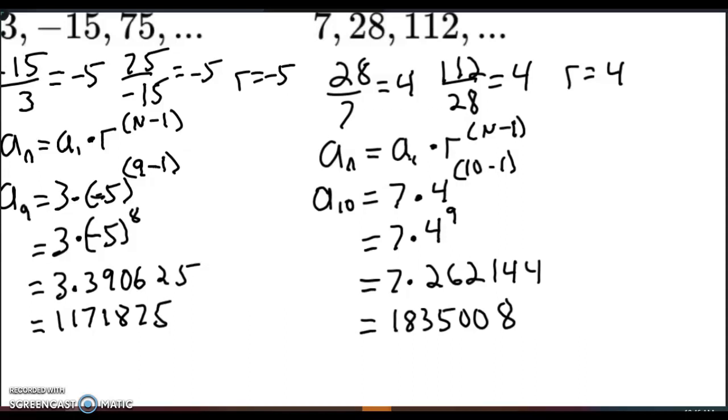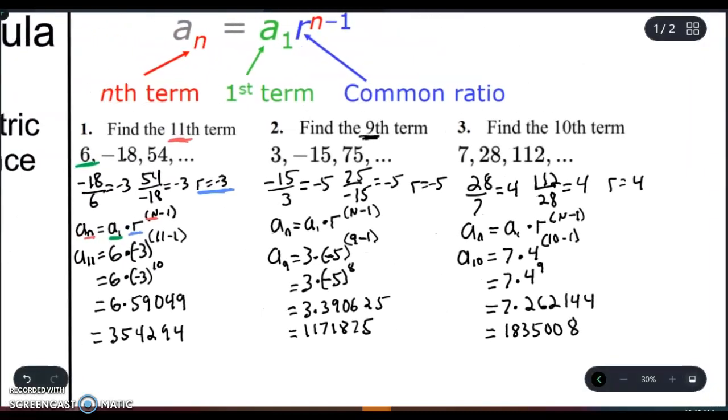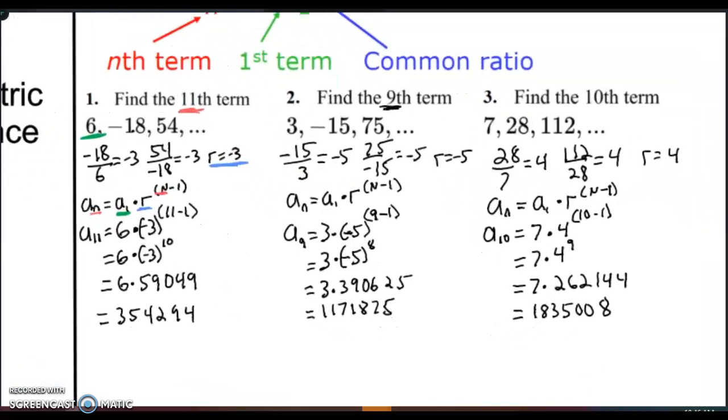And that's a few examples of how to do a geometric sequence.